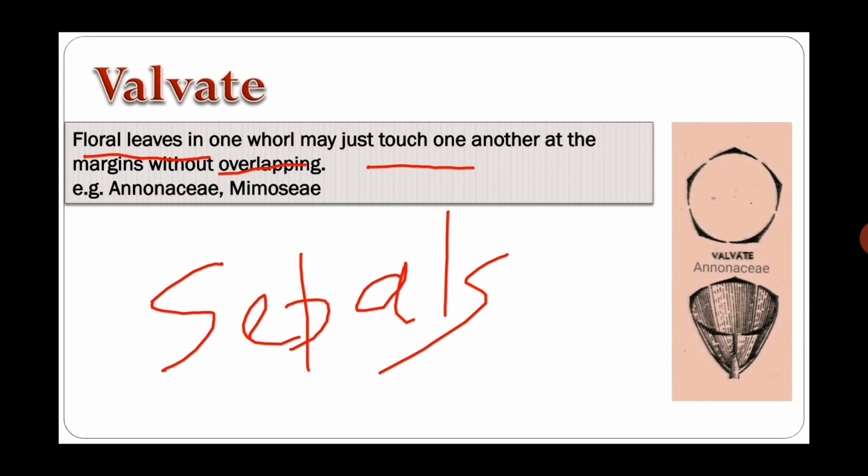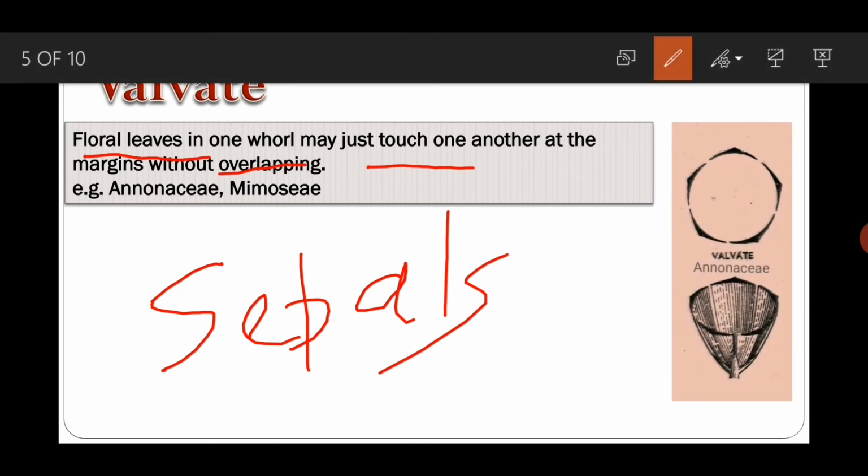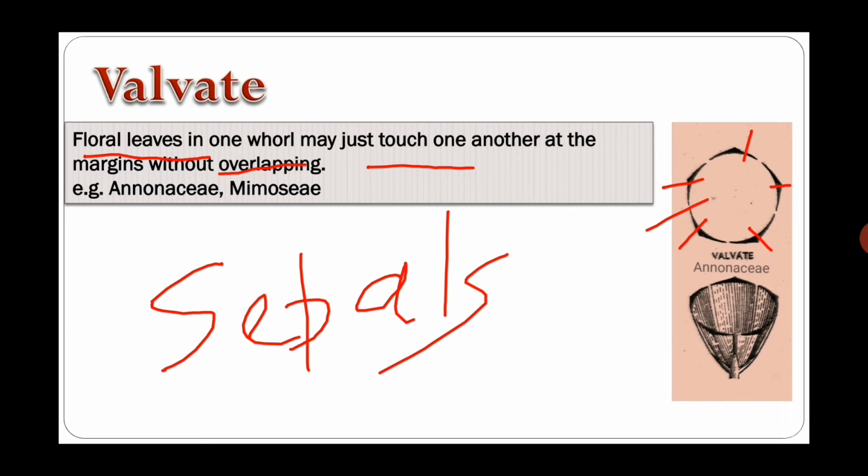So here in the diagram you can see that there are 5 sepals and the margins of these are only touching each other. There is no overlapping. So this kind of estivation is called valvate estivation, and this is found in family Annonaceae and family Mimosaceae. Mimosaceae is the subfamily of the main family, that is Leguminosae or Fabaceae.